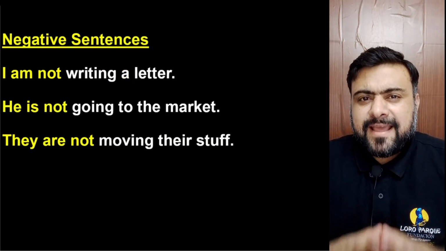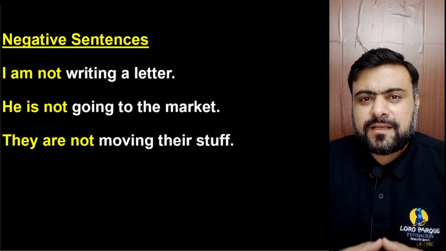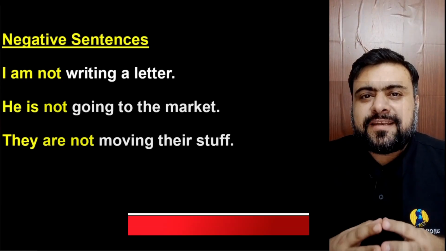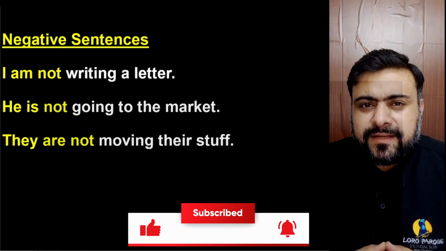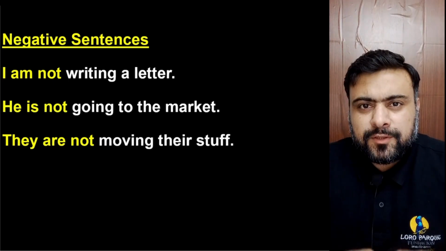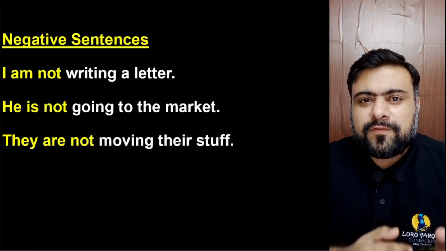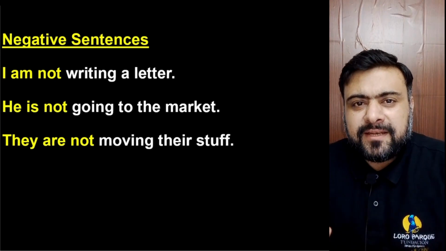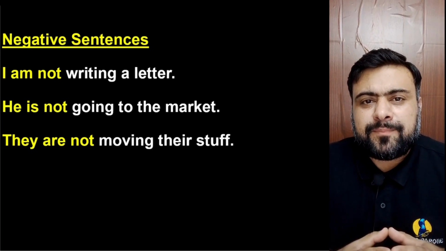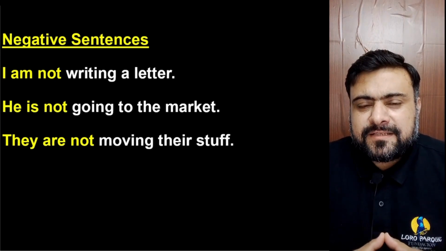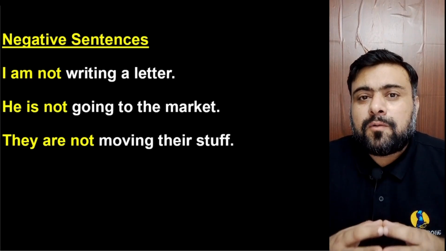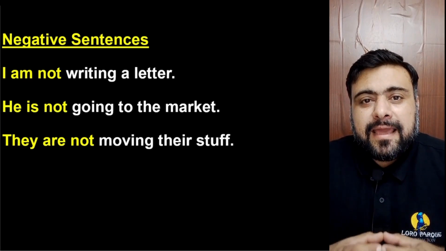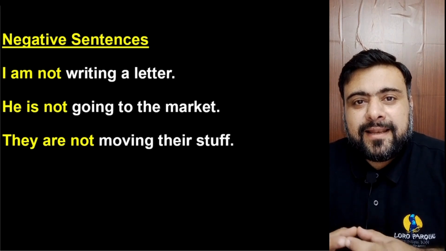How do we make the negative sentence of this tense? What is the structure of the negative sentence of the present continuous tense? So the method is that we put not, the word not, in the middle of the helping verb and the main verb. For example, the positive sentence is I am writing a letter. What will be the negative? I am not writing a letter.